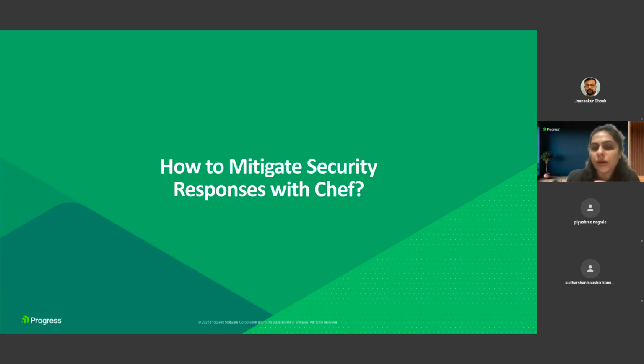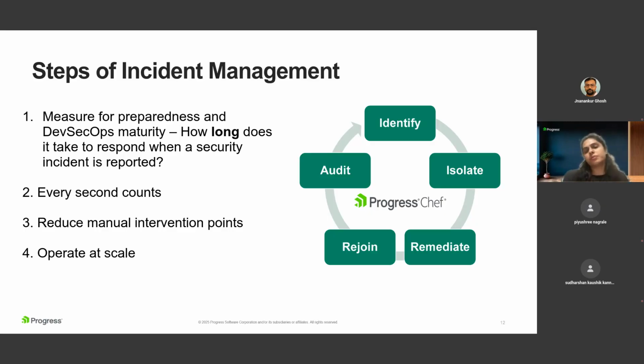And at Chef, we break it down into 5 steps. These 5 key steps help us mitigate the problems. First of all, we identify, detect the breach or anomaly. We isolate, contain the threat to prevent it from spreading laterally. Remediate the problem, apply fixes or remove malicious elements. Rejoin: once the threat is fixed, safely bring it back online and back to the system. Audit: ensure traceability and compliance post incident.